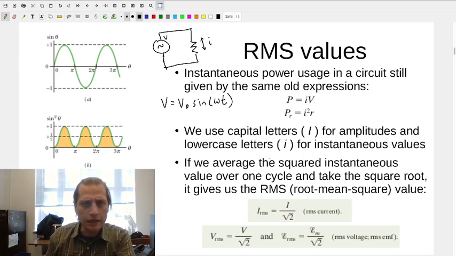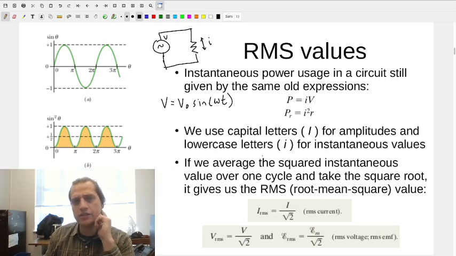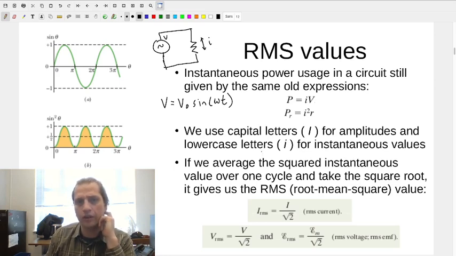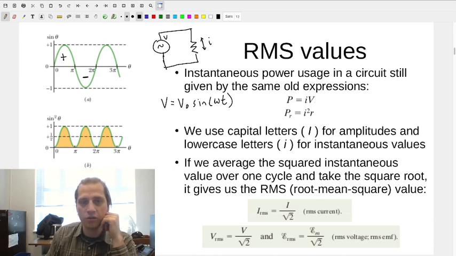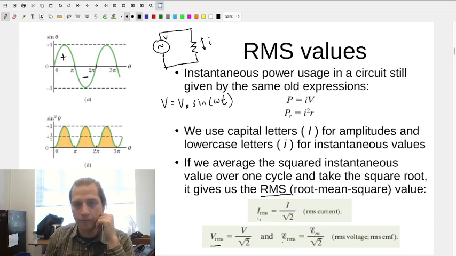Now, it turns out to be useful to quote RMS values instead of regular old averages. The reason is that if you take the average, this would be plus, and then this would be minus, and the average of any sinusoidal function is just 0. So we use what we call the RMS value of the current and the voltage, and I guess the induced voltage, but let's ignore that for now.